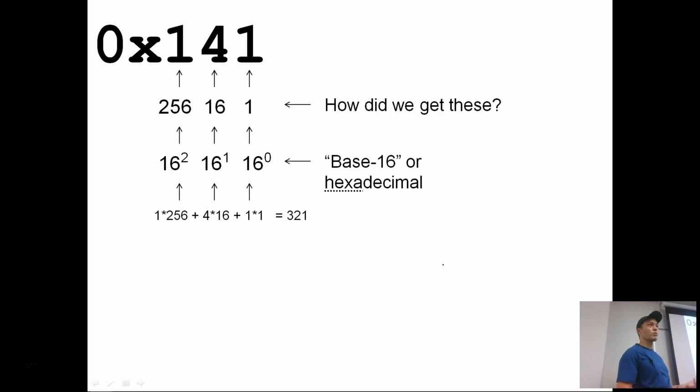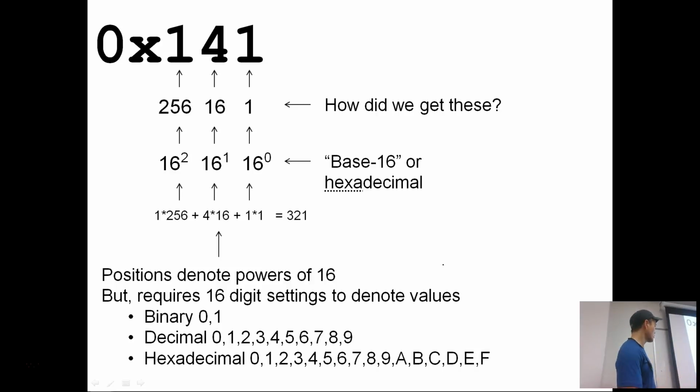So, a different way of representing 321. These are all ways that you're going to have to be able to reason about on a computer. Positions denote powers of 16. But one thing that isn't evident yet is that because you have base 16, you need 16 digits to represent the different values of that position.